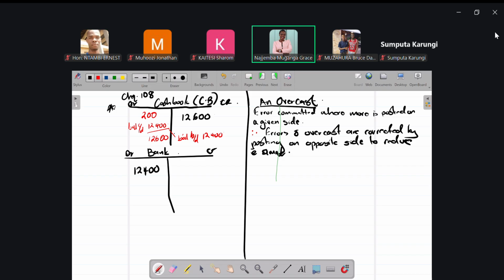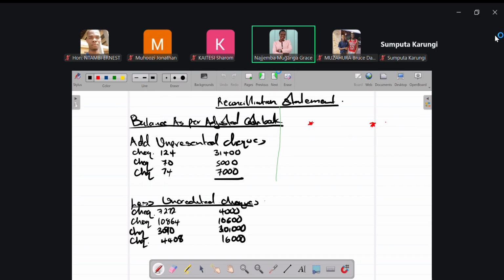But this is not necessary, please. Okay? This is not necessary. Don't confuse yourselves. Whenever you find an error of overcast, post on the opposite side, it means this 200 has cancelled with this, and on this side you remain with 12,400. So how do you correct it? That's how we correct. If the excess is a 200, you move to the adjusted cash book on the debit side where you have corrected the error from.